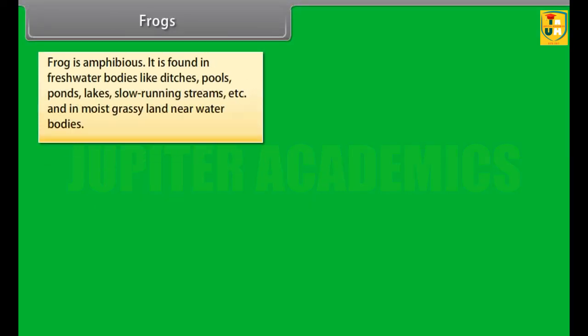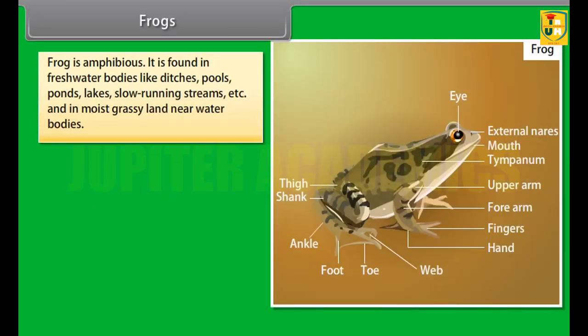Frogs. The frog is amphibious. It is found in freshwater bodies like ditches, pools, ponds, lakes, slow-running streams, etc., and in moist grassy land near water bodies.